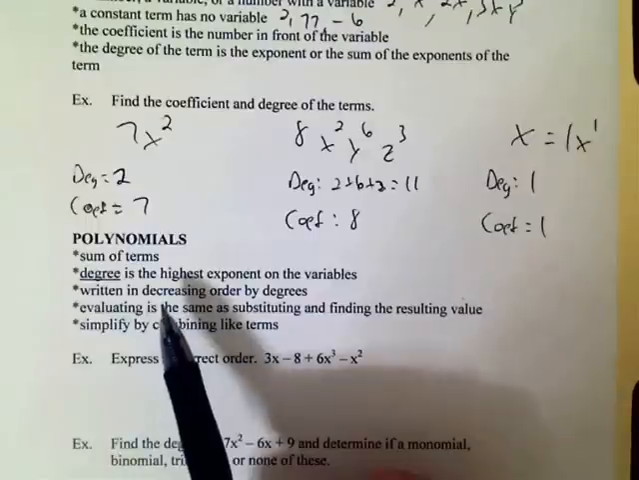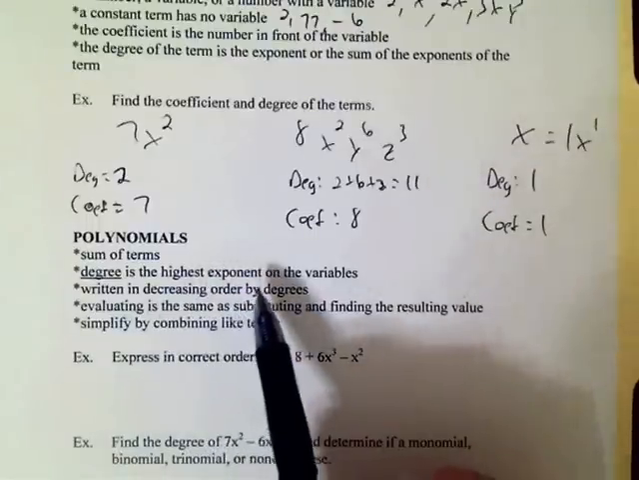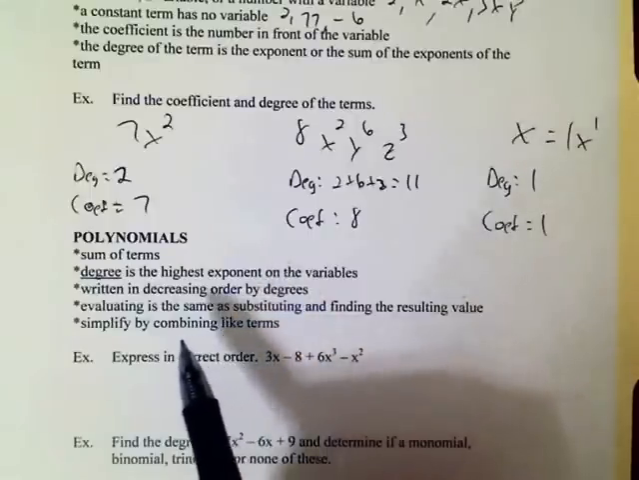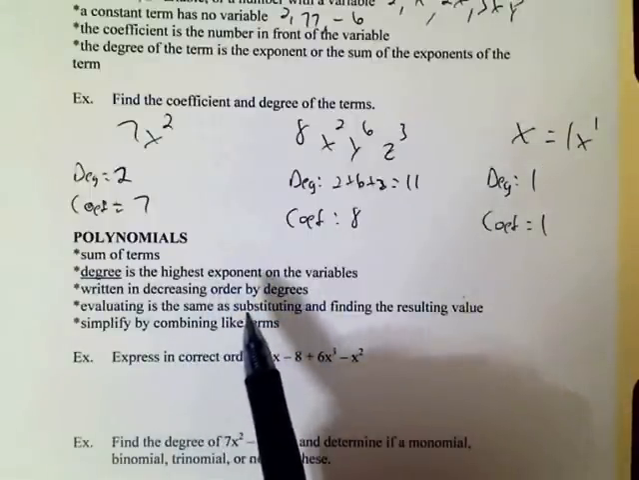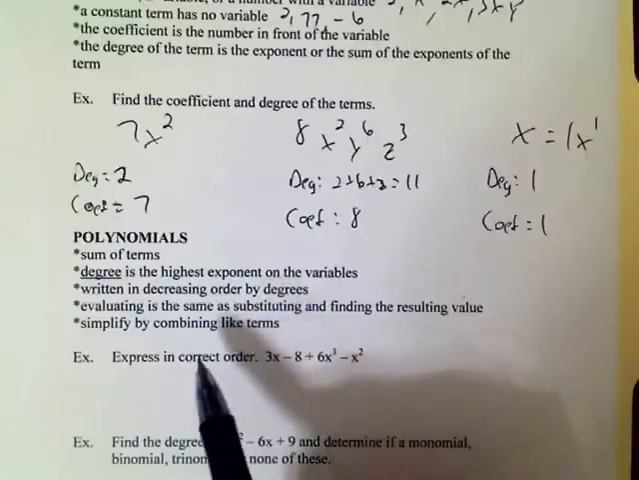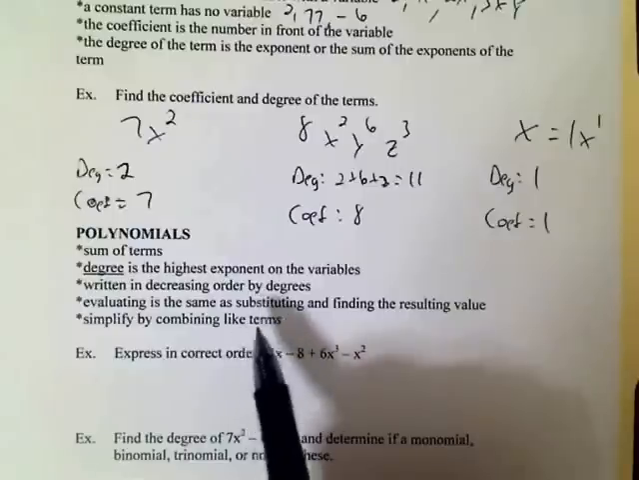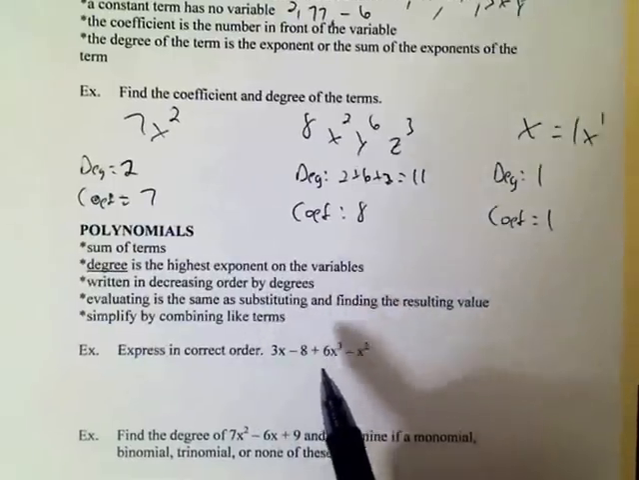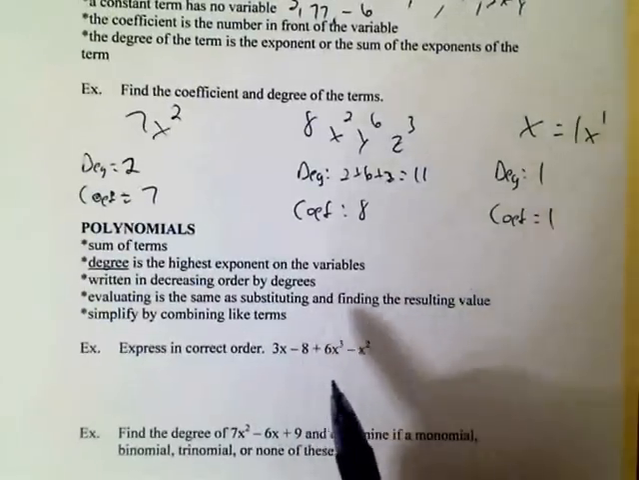Polynomials are always written in decreasing order by degrees or by exponents. And when it says evaluate, it just means substitute, and then use the order of operations to find the answer. And we simplify by combining like terms. If you don't understand like terms, I'm going to give you a detailed explanation of those.